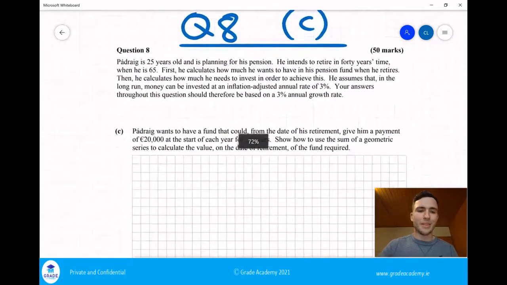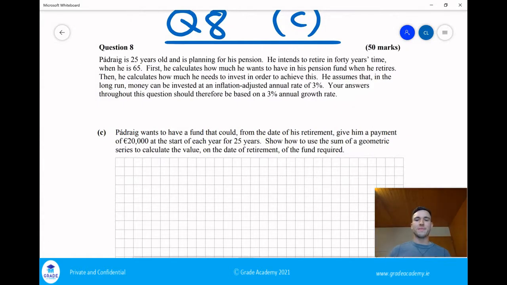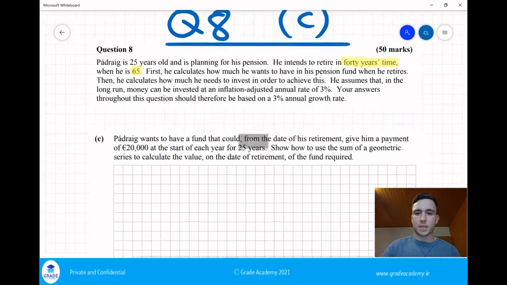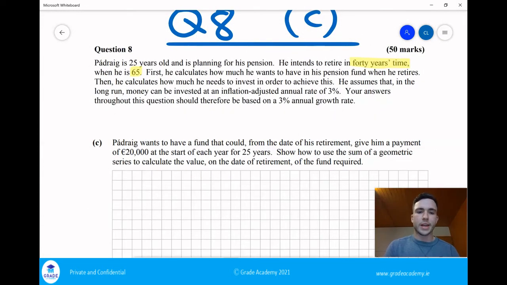So Podrick is 25 years old and is planning for his pension. He intends to retire in 40 years' time when he's 65. So all of this is very important. 40 years' time, 65. First, he calculates how much he wants to have in his pension fund when he retires. Then he calculates how much he needs to invest in order to achieve this. He assumes that in the long run, money can be invested at an inflation-adjusted annual rate of 3%. Your answers to this question should therefore be based on a 3% annual growth.